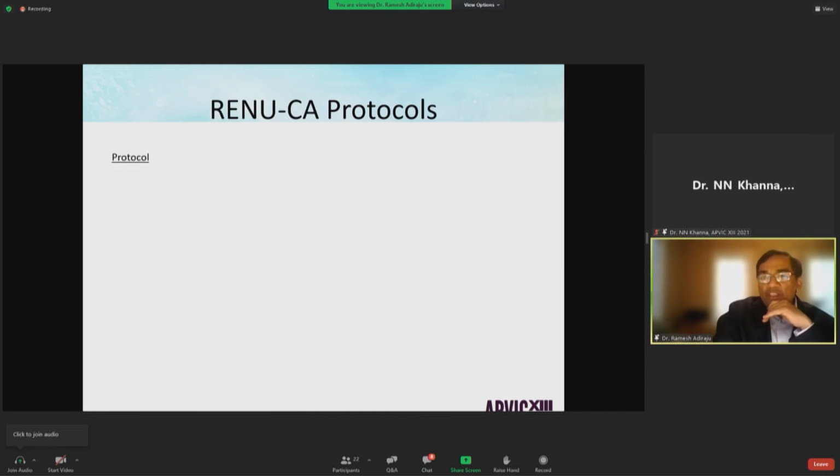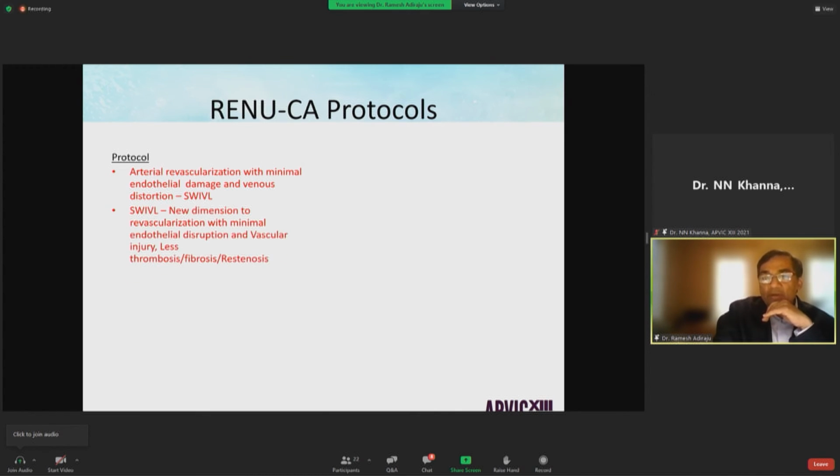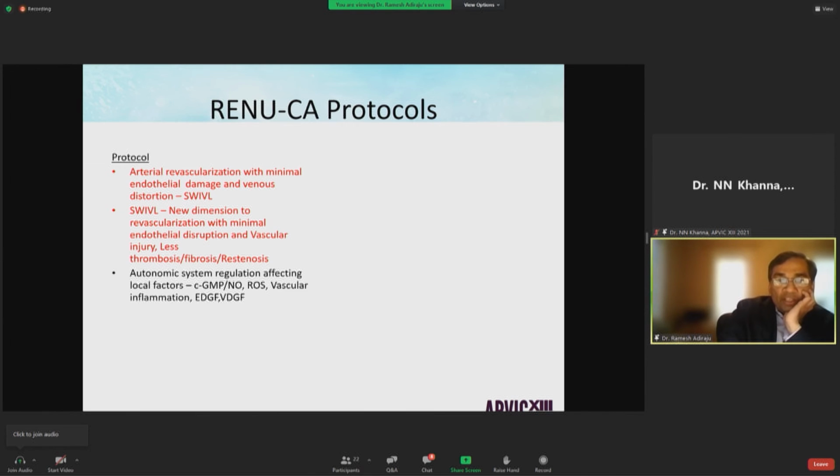So that's how we basically have a protocol of arterial revascularization with minimal endothelial damage and venous distortion through shockwave intravascular lithotripsy, which is a new dimension to revascularization with minimal endothelial disruption and vascular soft tissue injury, which then, as we all know, results in all these complications down the road. Autonomic regulation is important for long-term patency of proximal disease and improving angiogenesis and distal disease evolution through various factors.